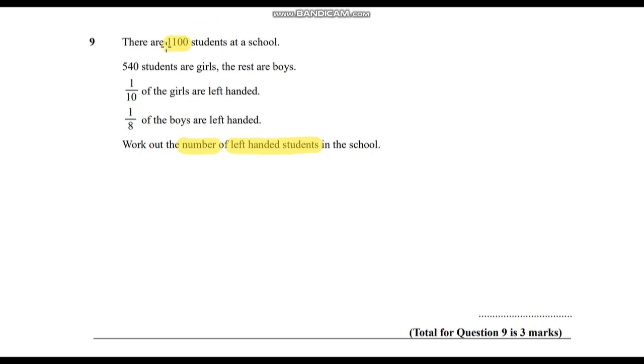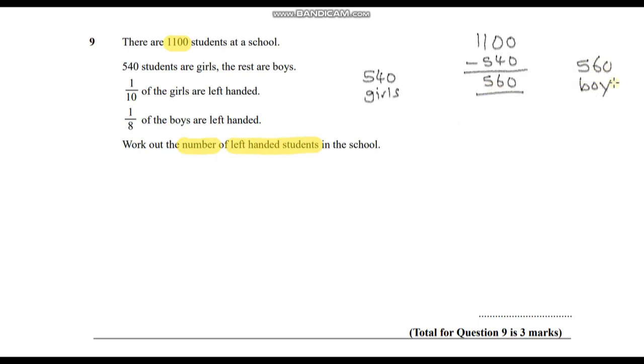So the first statement, it says there are 1,100 students at the school. So that's the total. 1,100. 540 are girls. And the rest are boys. So to work out the rest of them, we can just do 1,100 take away 540. That will give us the number of boys. That gives us 560. So there are 560 boys.